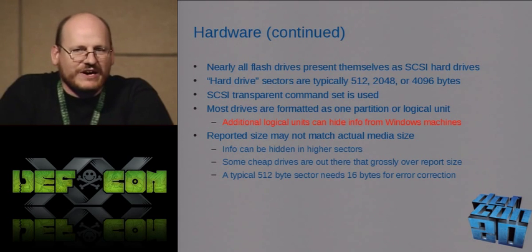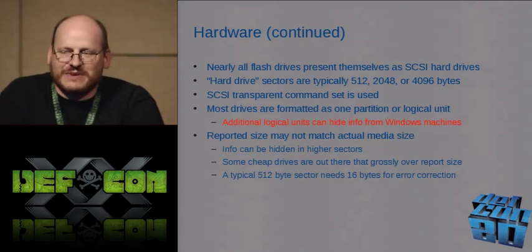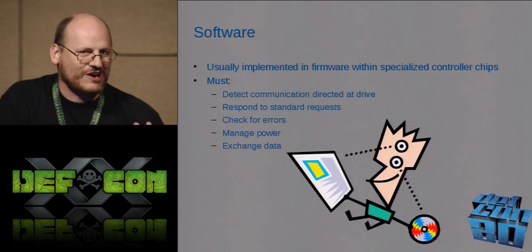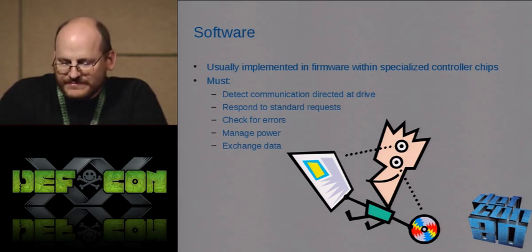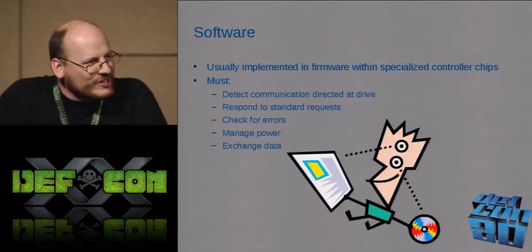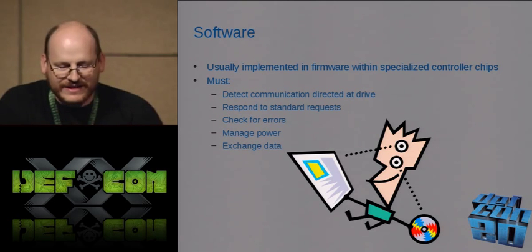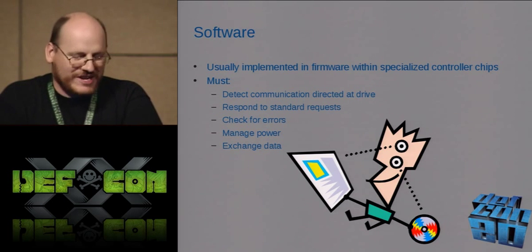But other things to keep in mind, typically each 512-byte block needs 16 bytes for error correction. So you might wonder why the size is not exactly what it's reported to be. Software is usually implemented in a controller chip. It has to detect communications, respond to requests, check for errors, manage power, things like that.